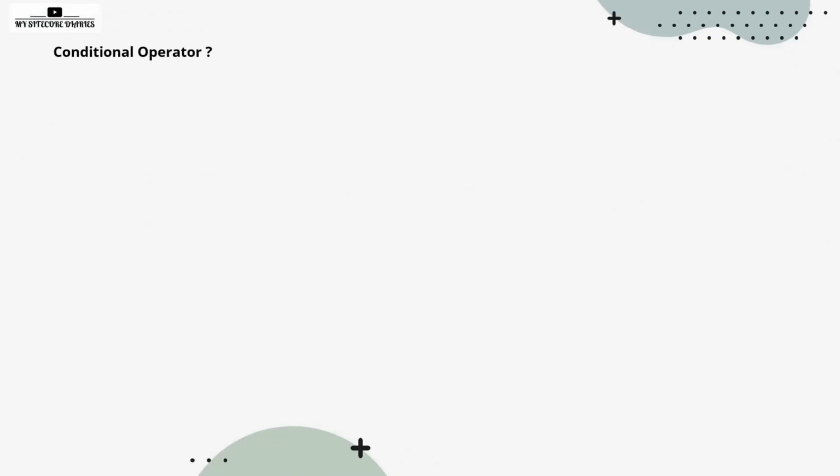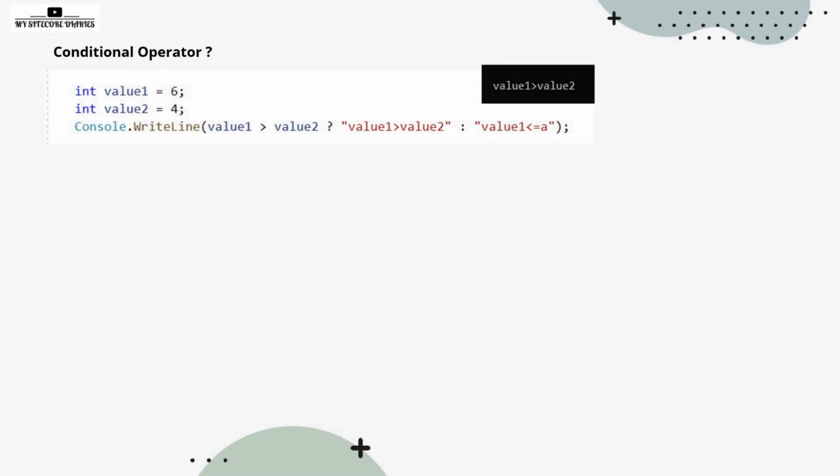The conditional operator. This is very famous among developers. Always they try to use this. So you have two integer values, value 1 and value 2. Value 1 is 6, value 2 is 4. Now what is the conditional operator? It checks the condition, comparing value 1 and value 2. If it is true, then it will return this part, value 1 is greater than value 2, else it will return this part. So this is called a conditional operator.